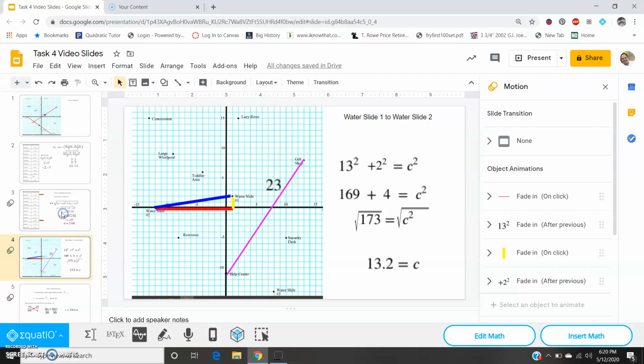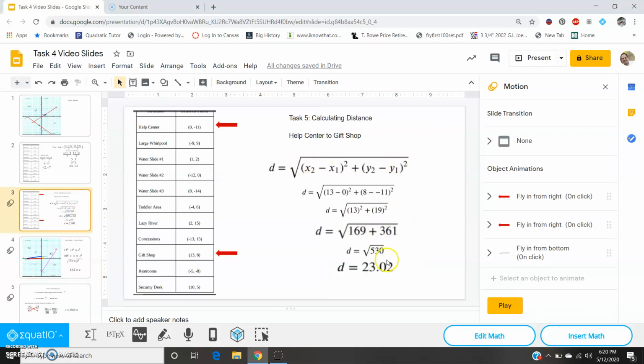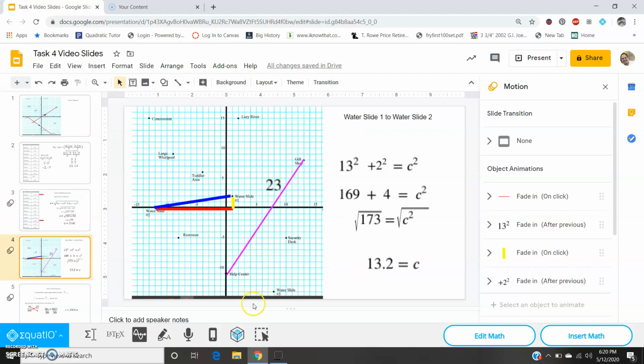Today's math is converting the unit distance on our map to the actual distance of the park. So let's get started. Last week, we did this problem together where we calculated the distance between the help center and the gift shop, and it came out to be 23.02. I'm just going to call it 23 for this video. Okay, 23 units, because we have not declared any distance on this map yet. So that's this distance here, help center to gift shop.